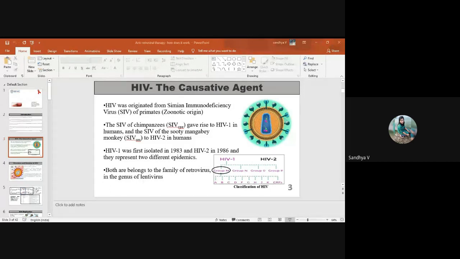So this is the genome of HIV-1 and HIV-2. HIV-1 and HIV-2 both encode structural genes like GAG, Pol, and envelope, which are essential to make the structure of the HIV virus. And regulatory genes like TAT and REV are involved in mechanisms like transcription and translation. They act like promoters.